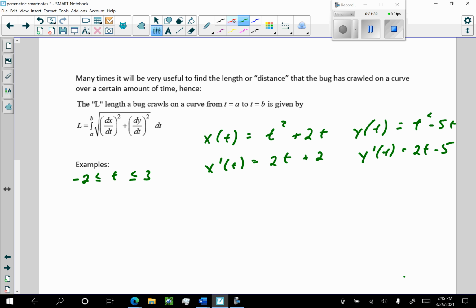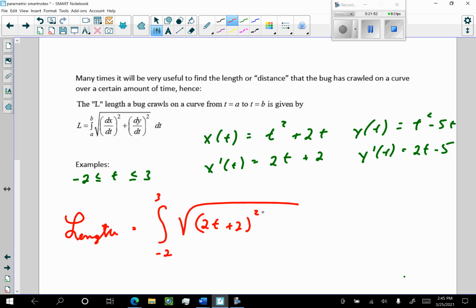So here's the length of that curve, or the total distance that that bug crawled. We're going to call it the length. It is going to be the definite integral from -2 to 3 of the square root of x prime squared, so it's going to be (2t plus 2) squared, plus dy dt, which is (2t minus 5) squared, dt. And I'm going to tell you, ladies and gentlemen, this is a calculator active problem. We definitely will not use the analytical method to do that. I don't even think you can. So I'm going to calculate that for you here momentarily and get us an answer.